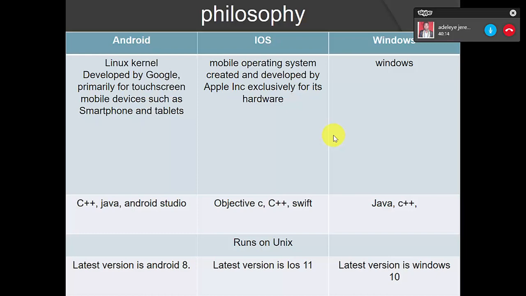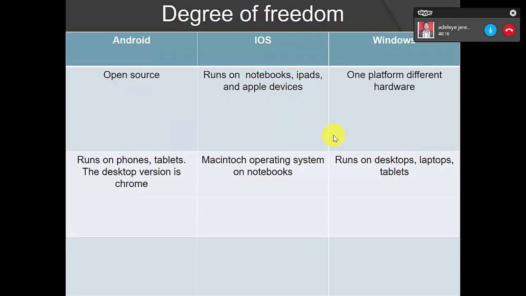All right, sir. Thank you very much, sir. So I'll move quickly to the degree of freedom. Android, like I said, is an open source operating system where every other device or every other hardware can go there and install the Android operating system. Like I said, even the China phones use the Android operating system on their devices. The iOS is not free. You have to pay for it. Then Windows as well is not free.